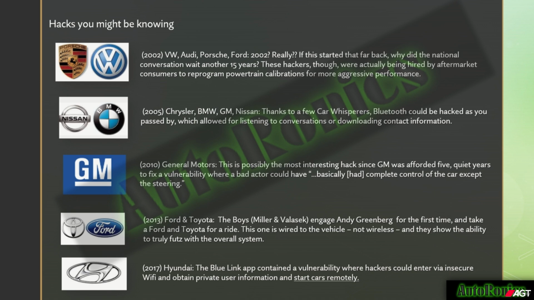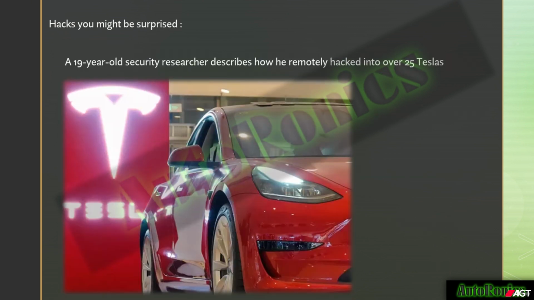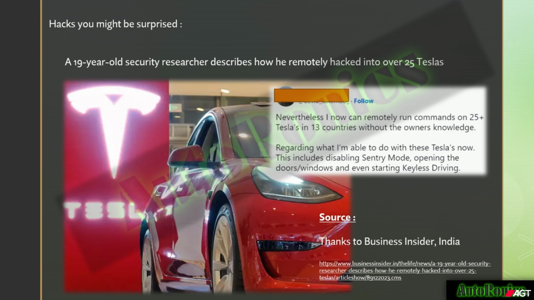Not only that, there is another interesting hack that might surprise you. A 19-year-old researcher hacked more than 25 Tesla vehicles, and he published a blog on Twitter about how he did it. He said the vulnerability allowed him to remotely access multiple Tesla features, including unlocking the doors and windows and starting keyless driving. The teen said he turned on the stereo, honked the horn, and viewed the car's location and whether the driver was present or not. However, he said he does not believe it would be possible to move the vehicle remotely.